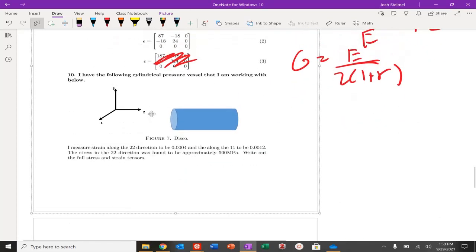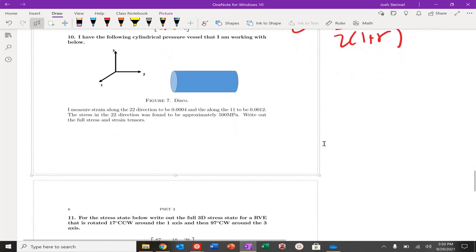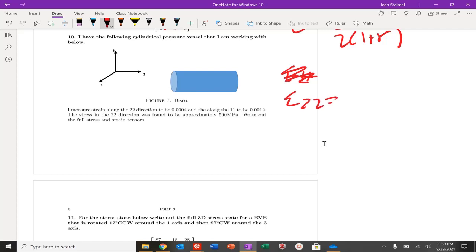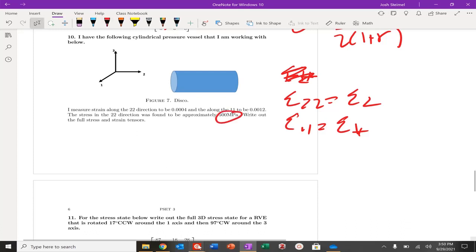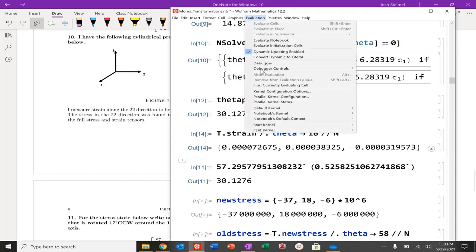All right. Following, a cylindrical pressure vessel I'm working with. I measure the strain in the 2-2. So again, I'm assuming I'm thin-walled. So my strain in the 2-2 is my hoop. My strain in the 2-2 is equal to my strain in my longitudinal. My strain in the 1-1 is equal to my strain in the hoop. And I see that the stress in the 2-2 is 500 megapascals. So I'm going to start to write out some relationships. So I'm going to clear everything, quit my kernel.